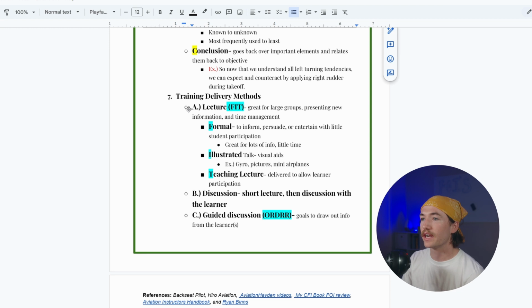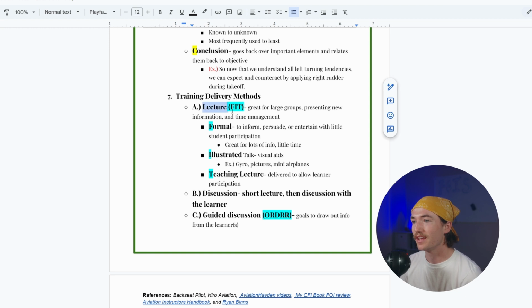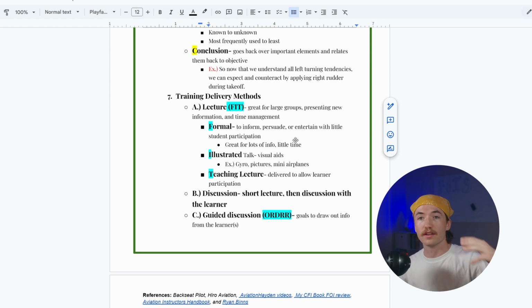Number 7, we have training delivery methods. This is the lecture method, something that professors love to use. And the acronym is FIT. This is great for larger groups, presenting new information, and time management. The formal lecture, this is definitely the college professor style. This is to inform, persuade, or entertain with little student participation. This is great for lots of info and little time.